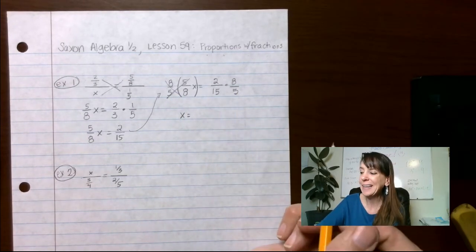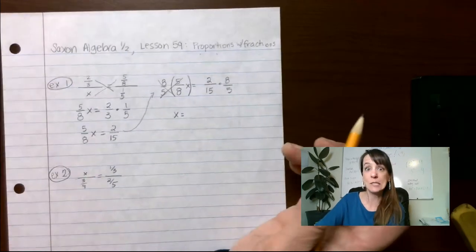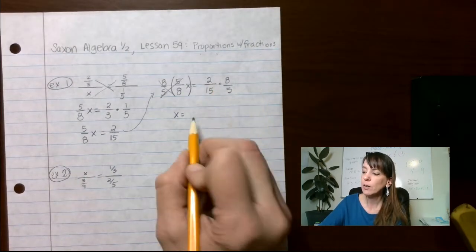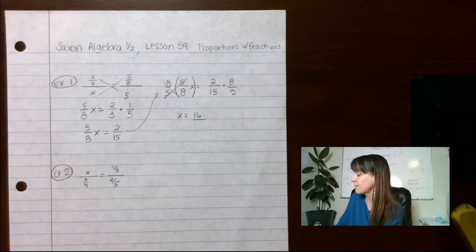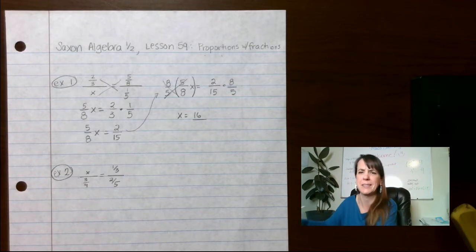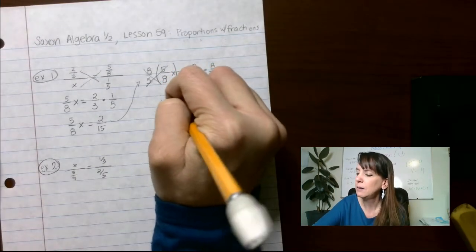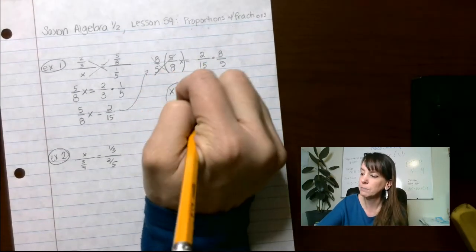Looking at this guy, I can't see anywhere where I need to reduce, cross cancel, right? So I'm going to multiply straight across the top, gives me 16, and straight across the bottom, 15 times 5, gives me 75. 16 out of 75, and that is your answer.